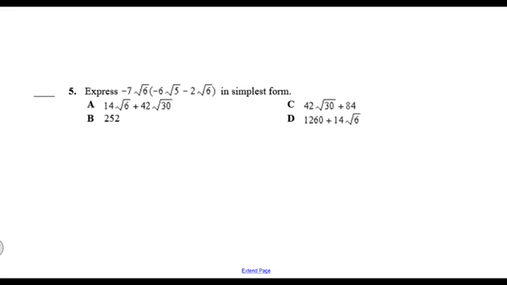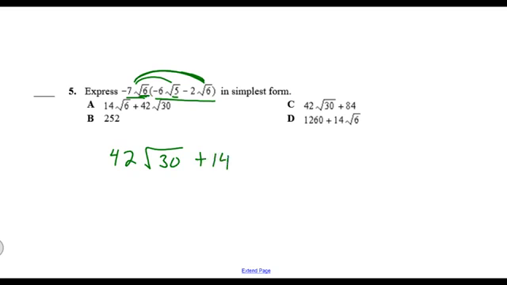All right, 5. So we're multiplying a monomial times a binomial. We need to distribute. And when I distribute, I mean multiply, right? All right, so we're going to have negative 7 times negative 6 is going to be 42. And then 6 times 5 is going to be 30, right? Root 30, right? The square root part of it.